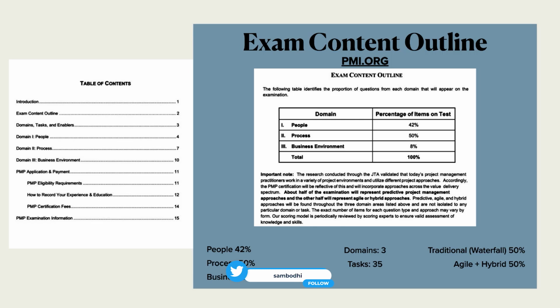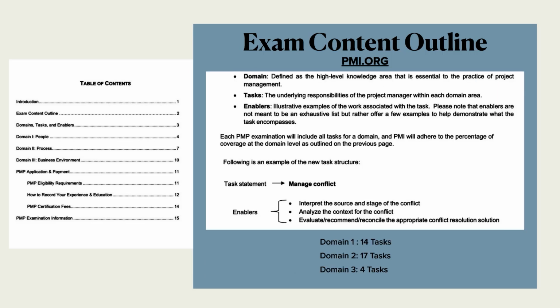Anyways, in the latest exam, we will be assessed on whether we can perform 35 different tasks from these 3 domains, right? So we have 3 domains and a total of 35 tasks. Each one of these tasks is further divided into enablers. We will learn about what these enablers are in the slides to come. Moving on, here we can see the PMI explaining what the domains, tasks and enablers actually mean. Domains are designated as high-level knowledge areas.